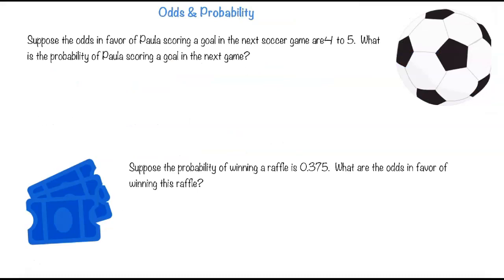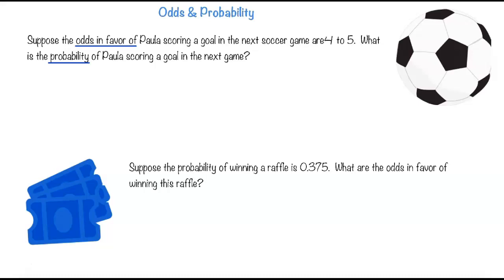Now let's look at the relationship between odds and probability. Suppose the odds in favor of Paula scoring a goal in the next soccer game are 4 to 5. What is the probability of Paula scoring a goal in the next game? Notice that we are given the odds in favor of Paula scoring a goal, and we're asked to find the probability of Paula scoring a goal.